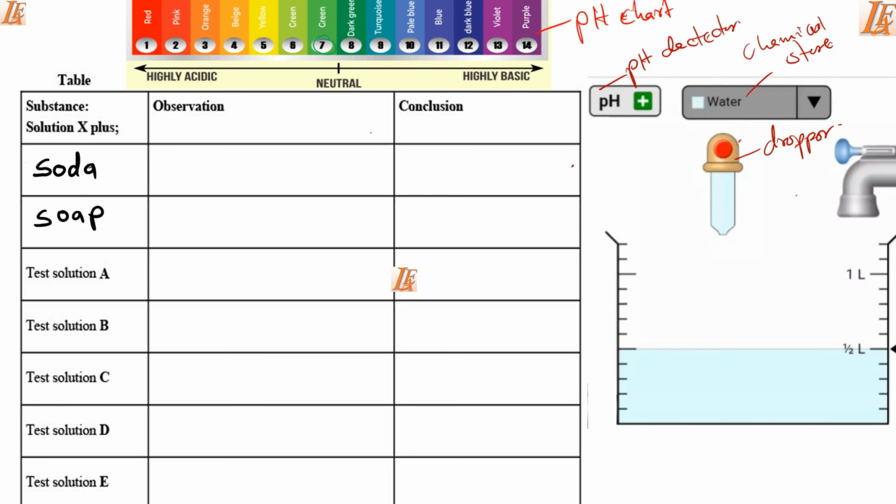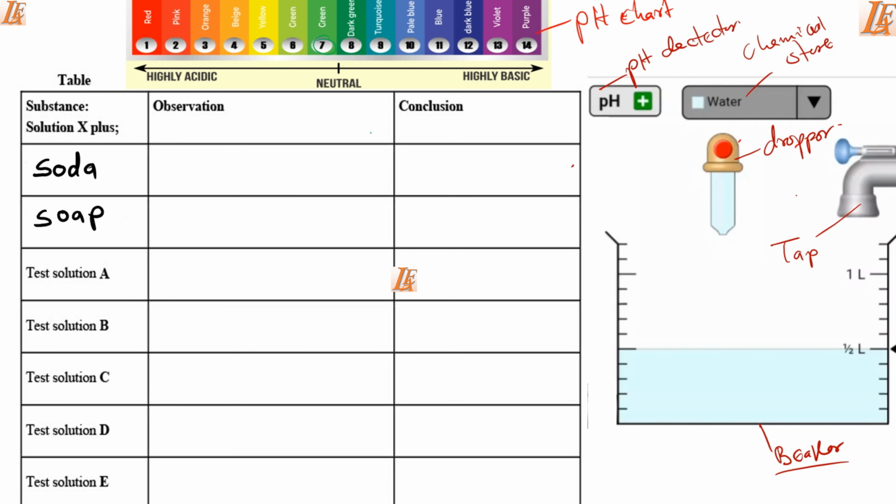Down here we have a beaker. This is an apparatus which is going to hold the solutions that we are going to test, either they are acidic, or they are basic, or they are neutral. Then here, of course, we have a water tap. This water tap contains distilled water, which we are going to clean this beaker with so as to avoid contamination.